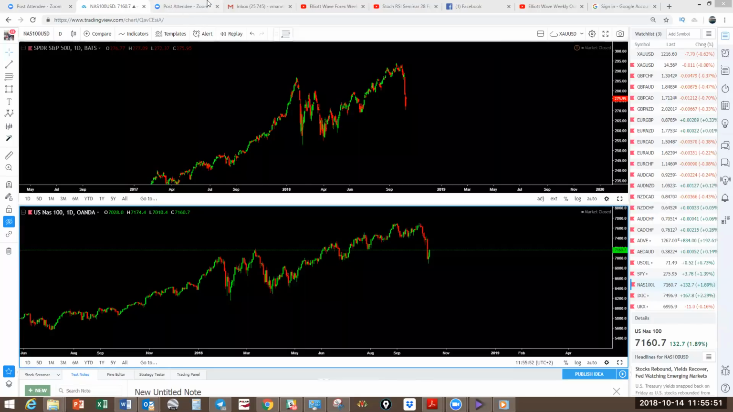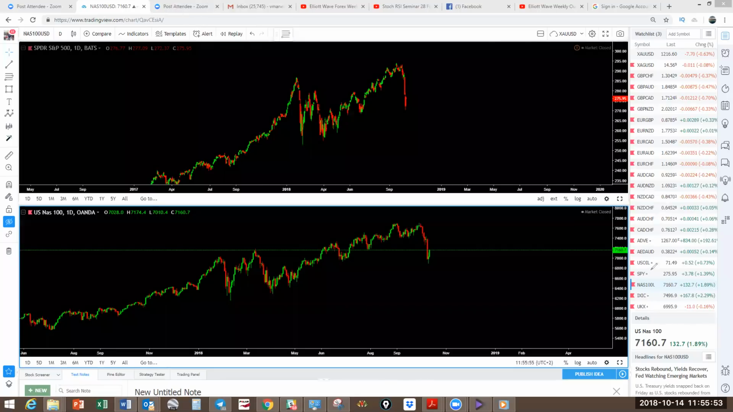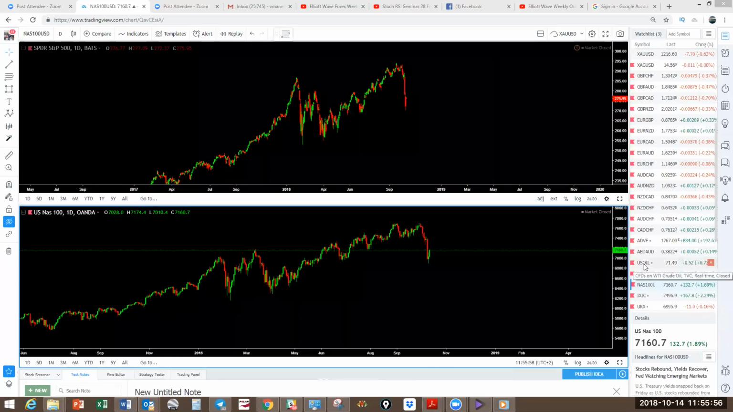So it's important to understand the correlation for all the pairs, because the market moves as a whole. No pair moves in isolation. That's fine. We'll have a look at it.